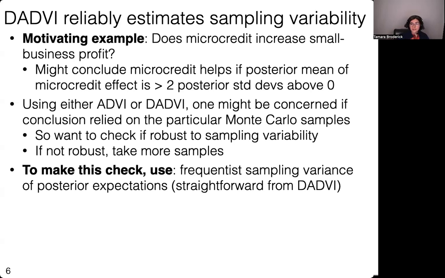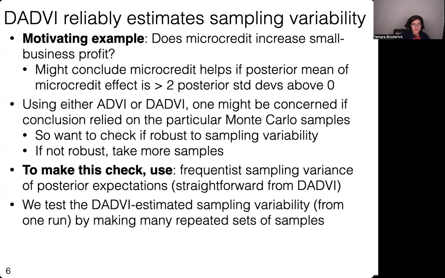So we can look at the frequentist sampling variance of posterior expectations. This is one of many things that relies on having access to the objective and using the implicit function theorem around an optimum of the objective. And so that's straightforward to do with DADVI, but not with ADVI. We test these estimates of sampling variability in our experiments.